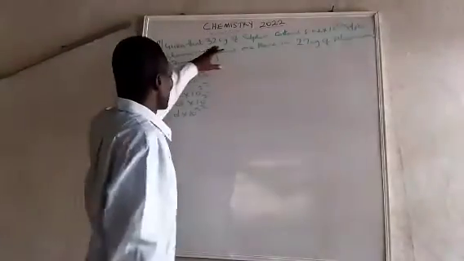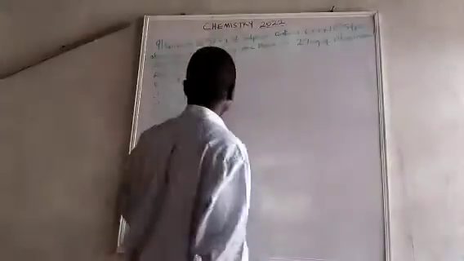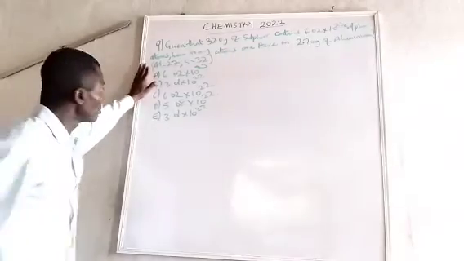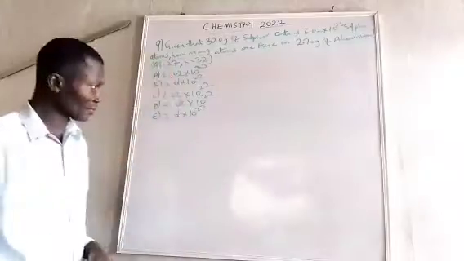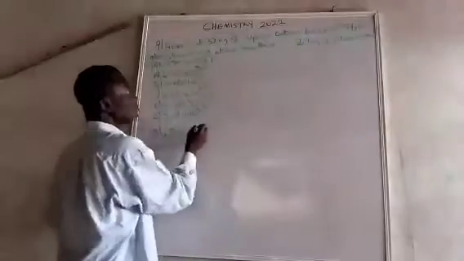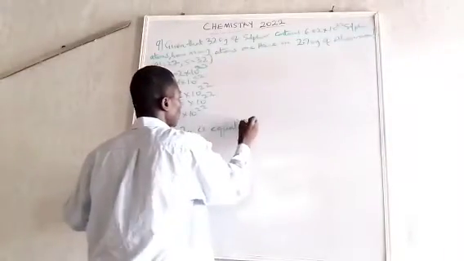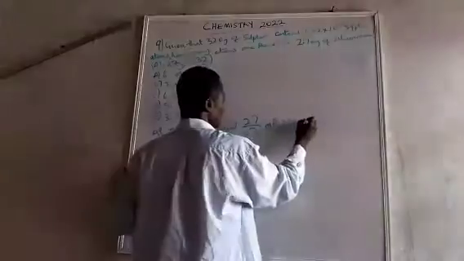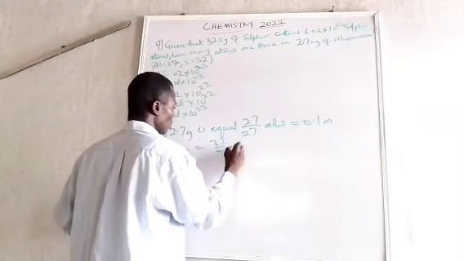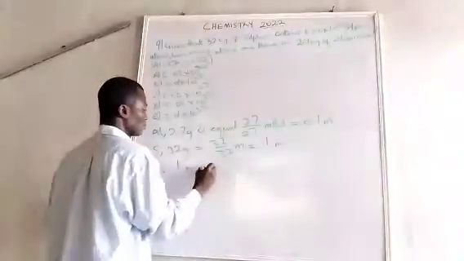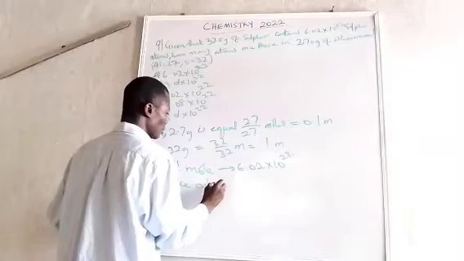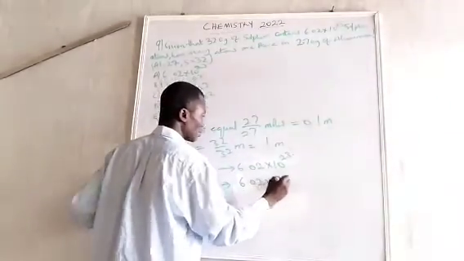Now the next question says, given that 32 grams of sulfur contains 6.02 times 10 to the power 23 sulfur atoms, how many atoms are there in 2.70 grams of aluminium? We are given that the molar mass of aluminium is 27 and that of sulfur is 32. So what does that mean? Let us check how many moles are there in what we are given. For Al, 2.7 grams is equal to 2.7 over 27 moles, which is 0.1 mole. And for sulfur, 32 grams is equal to 32 over 32 moles, which is 1 mole. Therefore, 1 mole will give us 6.02 times 10 to the power 23. Hence, 0.1 mole will give us 6.02 times 10 to the power 23 times 0.1.